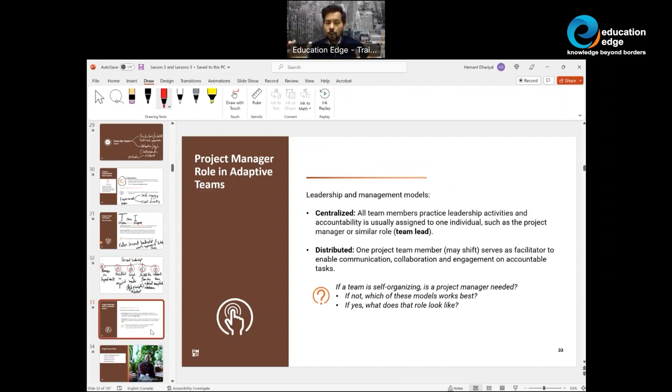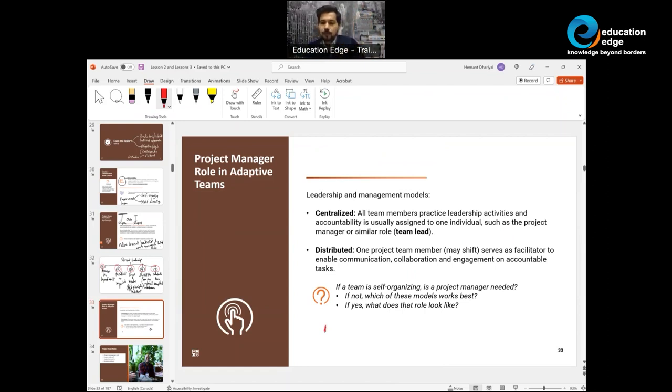Predictive projects generally use a centralized model, where we have the project manager and the team members or leads who report into this project manager, the person leading the team. But there is also a distributed leadership and management model, where team members, based on their capabilities, assume the role of a facilitator or a leader at that point in time. Sometimes you could also call it assigned leadership, and so the centralized model generally is based on assigned leadership.